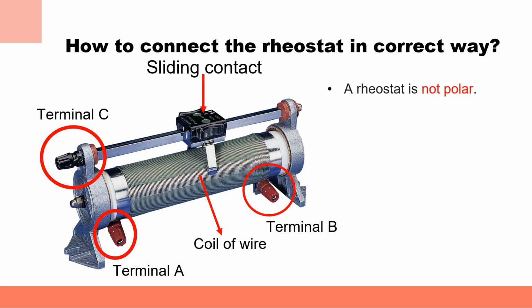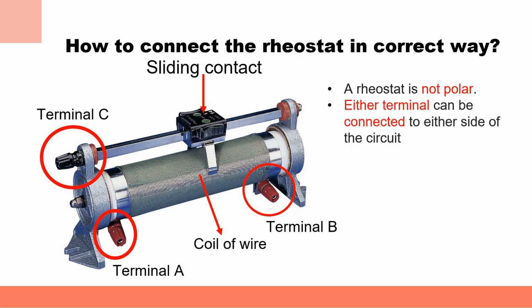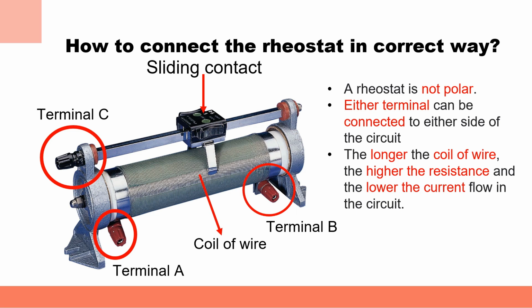A rheostat is actually a variable resistance, which is non-polar. Either terminal can be connected to either side of the circuit. So that means the 3 terminals in the rheostat are not considered as positive or negative. In theory, we know that the longer the coil wire, the higher the resistance will be, and the lower the current will be produced in the circuit.